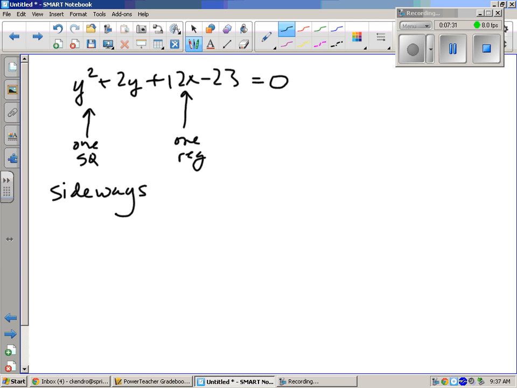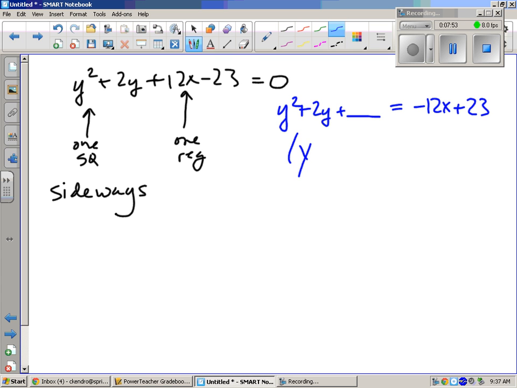Now I want to get it in standard form because it's easier to graph from standard form. So let's try it. So I need to complete the square. So let's put the y's next to each other. So y squared plus 2y plus blank. And then everything else I'm going to bring to the other side. So I have negative 12x and plus 23.